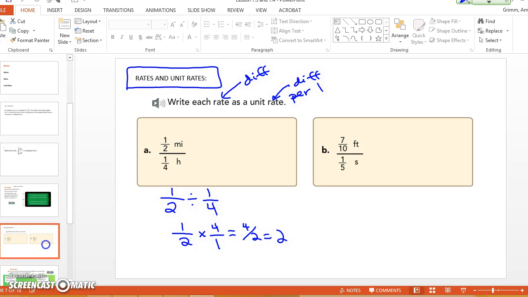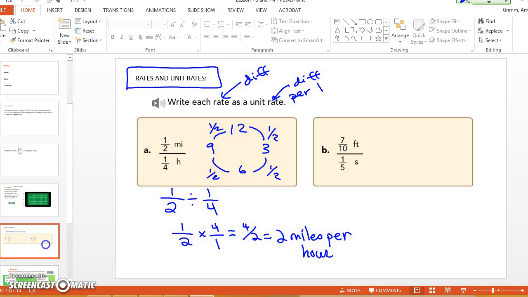Now, let's see if this makes sense. 2 miles per hour. Now look at what it told us from the beginning. It said I could do half a mile in 1/4 of an hour. So if I had a clock, does that make sense? I could do a half mile here and a half mile here. How much is that? And then another half mile and another half mile. Equals 2 miles per hour. Does that make sense? Like if you just think about it, that's what you just did. And now we found a unit rate.